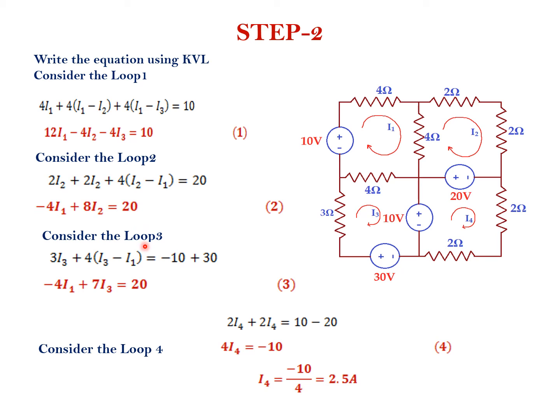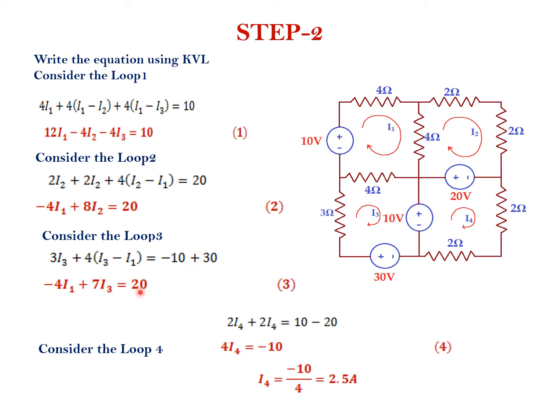And next consider the loop 3. See in loop 3, first 3, so 3 into I3. The current flowing through 3 ohm is I3. And consider 4 ohm. In the 4 ohm, it shares the current I3 and I1. But with respect to I3 only, we can write the equation. So 4 into (I3 minus I1). So here voltage drop and here voltage rise. So voltage rise is positive 30. Drop is negative, minus 10. So minus 4I1 plus 7I3 equal to 20.